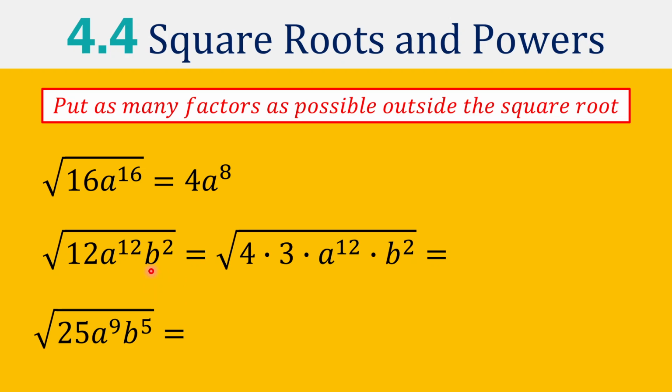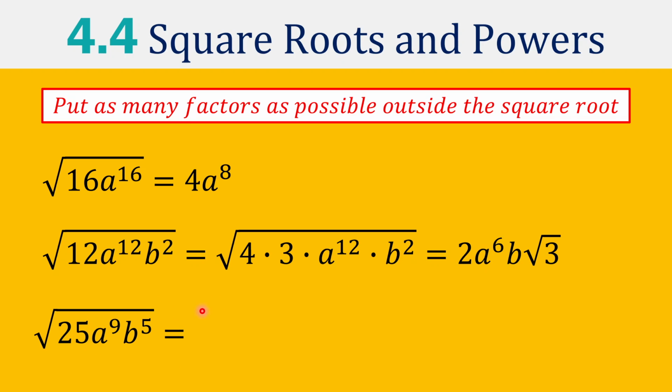But remember that I can factorize 12 as well. So here I split 12 into 4 times 3. Why? I can split this into root 4 times root 3, and root 4 is 2. So the 2 is now outside of the square root. A to the power of 12 becomes a to the power of 6. B squared becomes b. And the 3 is still left inside of the root, and I cannot do anything with it, and that's fine.